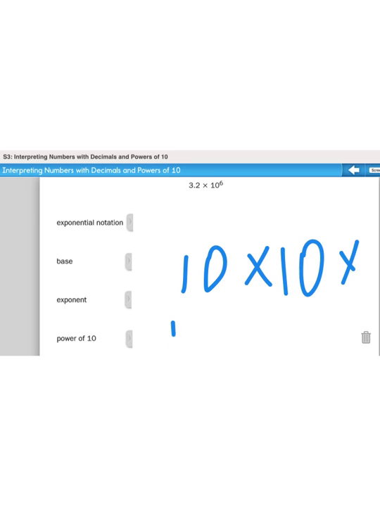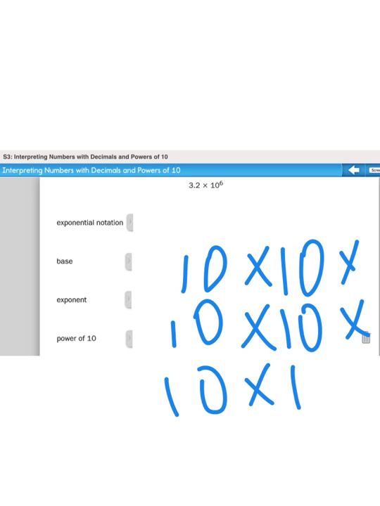3.2 times 10 to the 6th power is another way to write 3.2 million. 10 to the 6th power is written in exponential notation. Remember that the raised 6 is the exponent and it indicates the number of times the base 10 is used as a factor. For example, 10 to the 6th equals 10 times 10 times 10 times 10 times 10 times 10. Since the base is 10, 10 to the 6th is also called a power of 10.